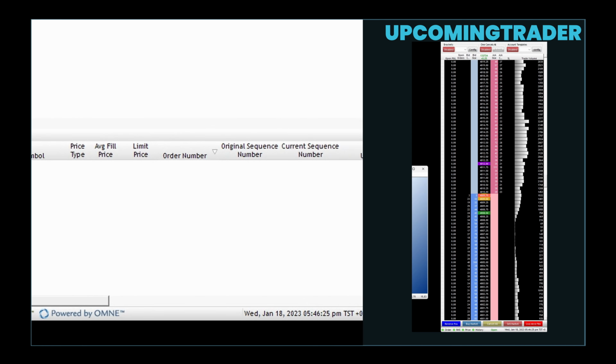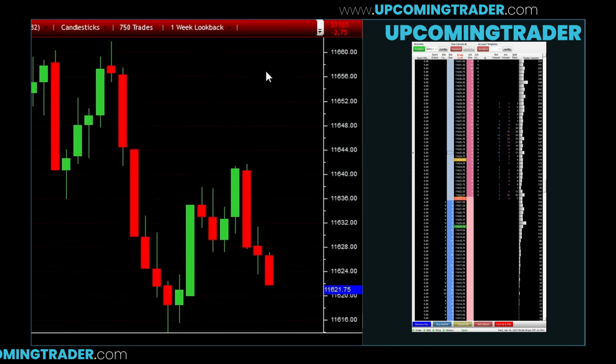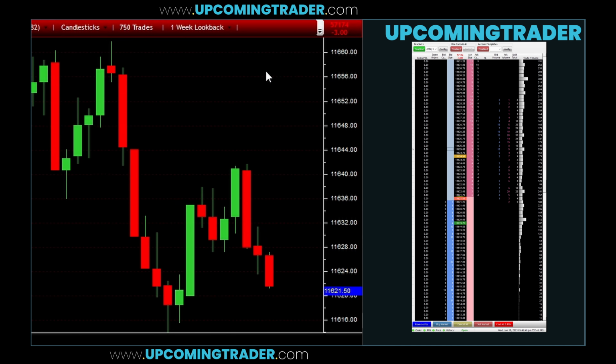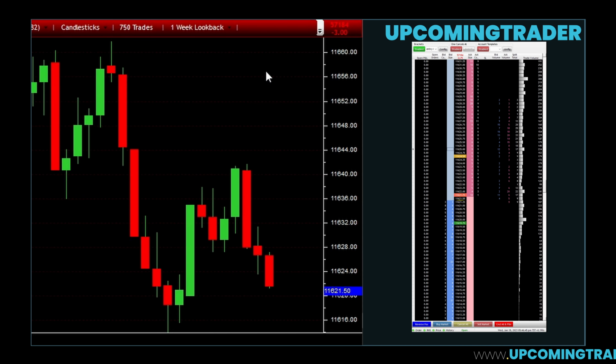VWAP provides an average price weighted by volume, helping identify if the price is above or below what most traders paid. When combined with the anchored volume profile, VWAP can help determine whether a move is supported by significant volume, particularly after anchoring it from a key event like a breakout or reversal.